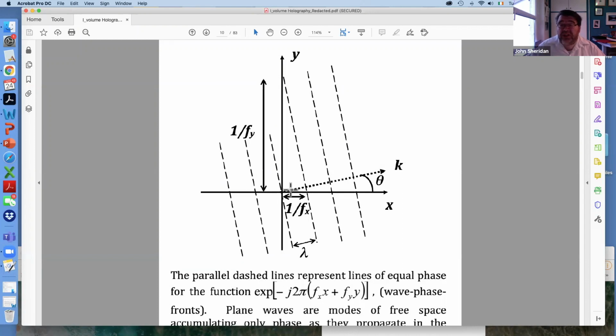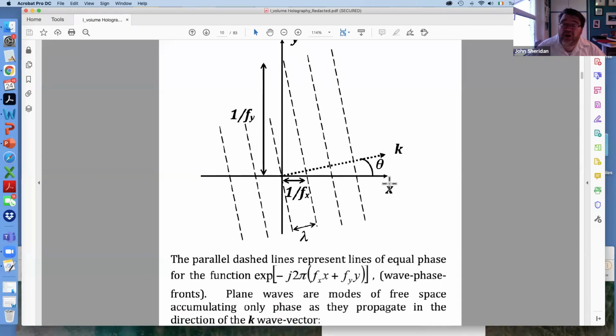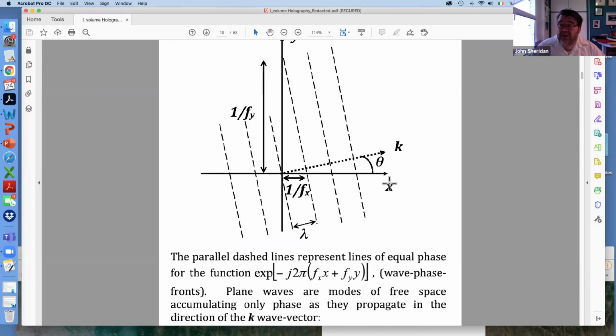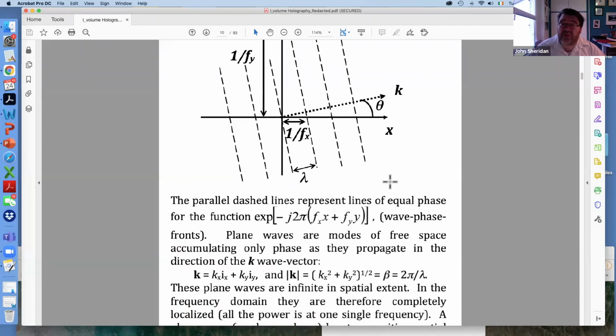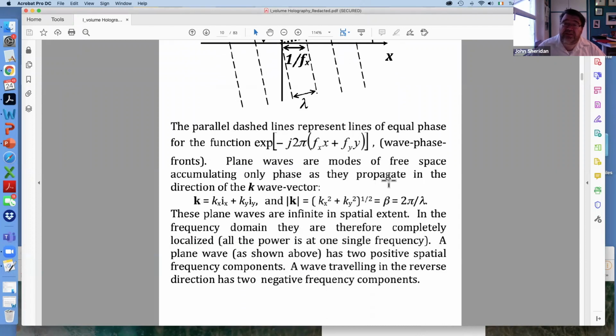And we're going to be differentiating between this position space and this k space or phase space as we go forward. In particular, we're going to be talking about a thing called the Ewald diagram, which is very handy. It gets you to appreciate a lot of what's happening in relation to holography. So these parallel dashed lines represent lines of equal phase for this function. And this is how we generically describe these plane waves.